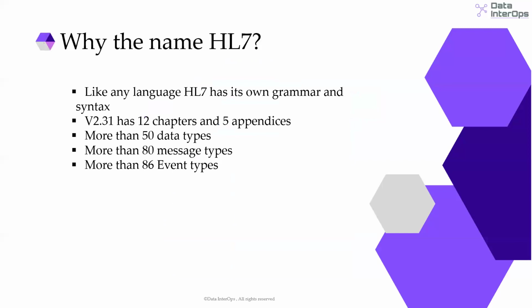So let's understand more about HL7. We have seen why the name HL7; now, what is the use of HL7? HL7 has its own grammar and syntax, meaning HL7 will exchange the data in its own format. HL7 v3.1, one of the most famous versions, has around 12 chapters and 5 appendices. There are more than 50 data types, more than 80 message types, and more than 86 event types as part of the HL7 data standard.